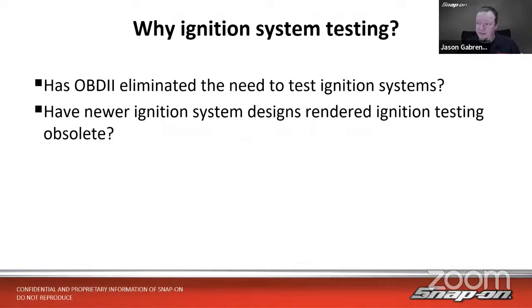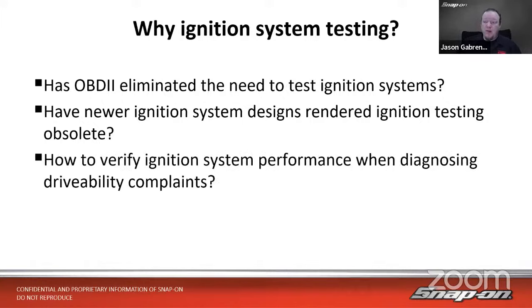How about newer ignition system designs? Coil on plug. The newer coils that we're seeing, we're going to talk about a little bit later as well. Has that made it so we don't test ignition systems anymore? No, absolutely not. You ever had a failed ignition coil on a coil on plug? Happens all the time. Twice on Thursday if it's a Ford, right? So there are a lot of ignition failures out there, and oftentimes it can be a coil, and it's a lot easier to test than just swapping. It could be the coil, it could be fuel. We could see if there's a problem with the fuel system in there as well. And how do we verify ignition system performance when we're diagnosing a drivability complaint? That is with ignition testing.